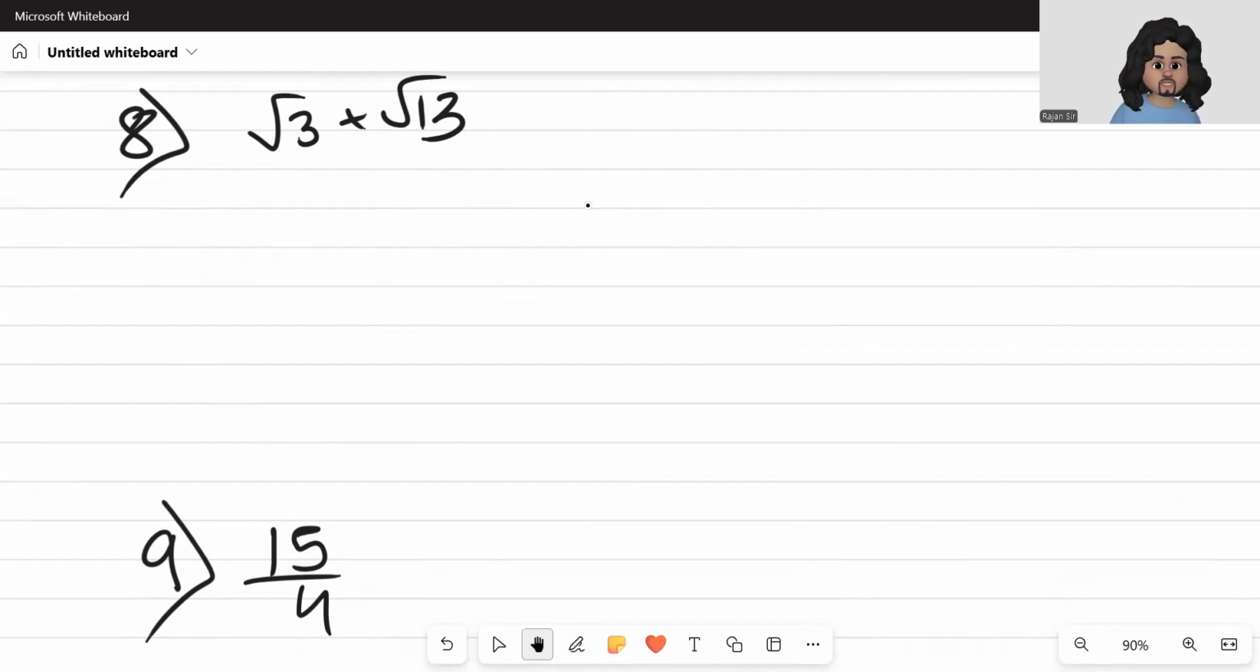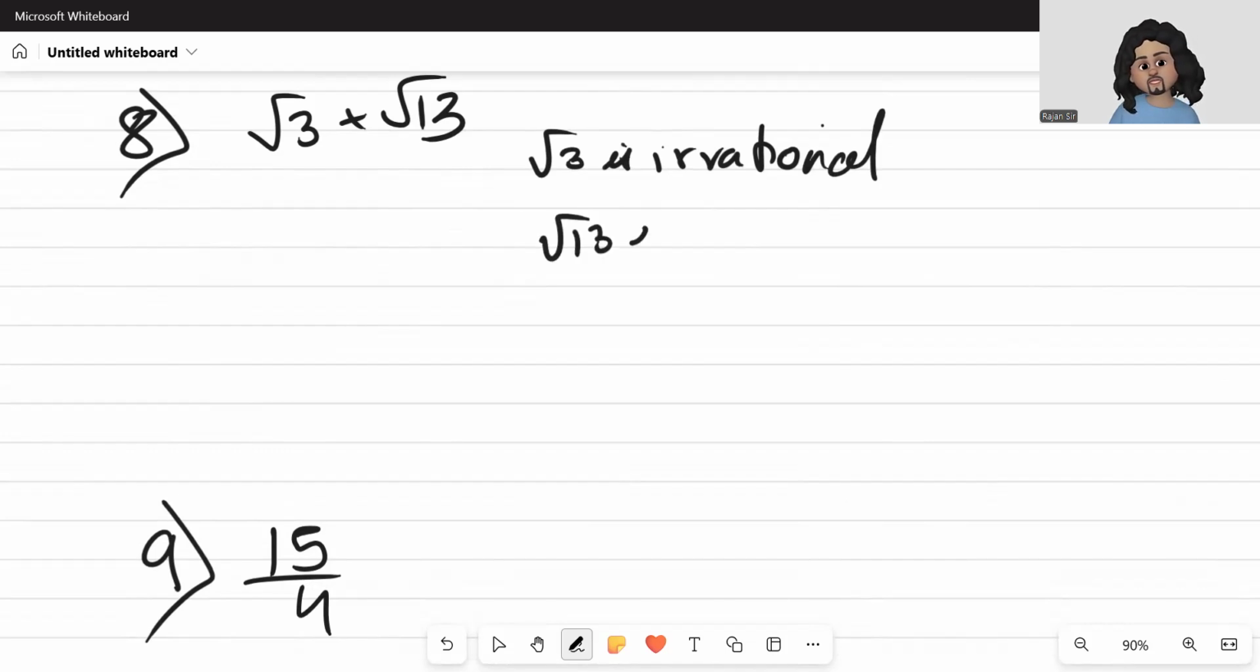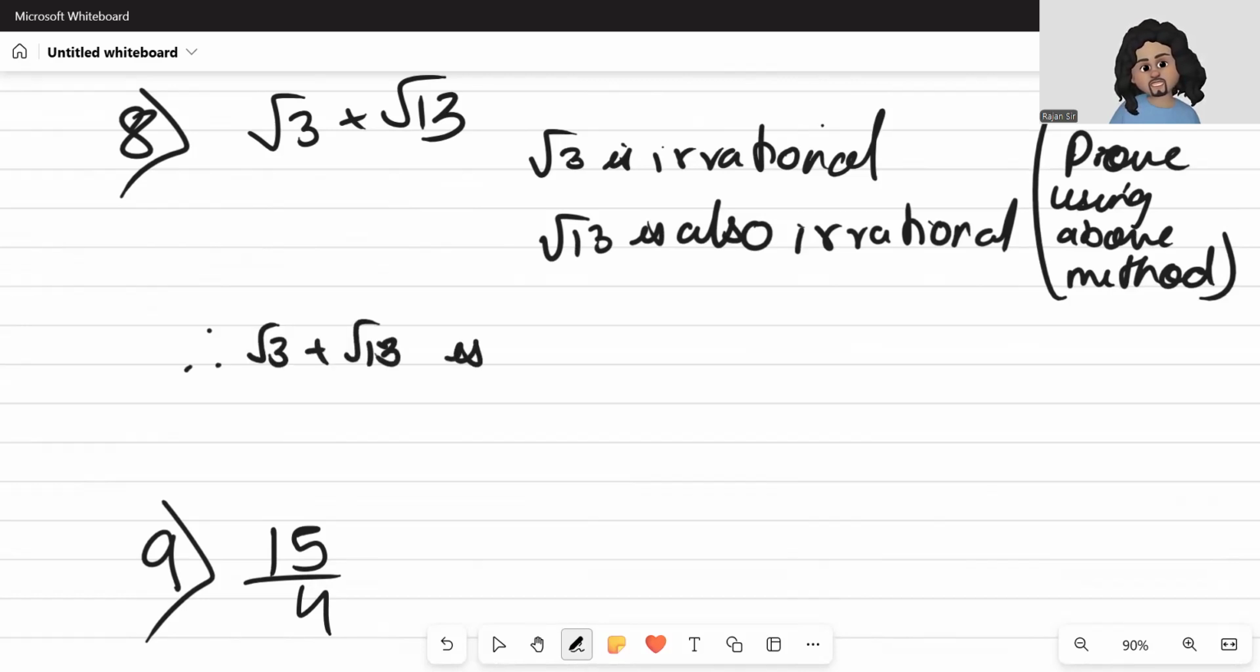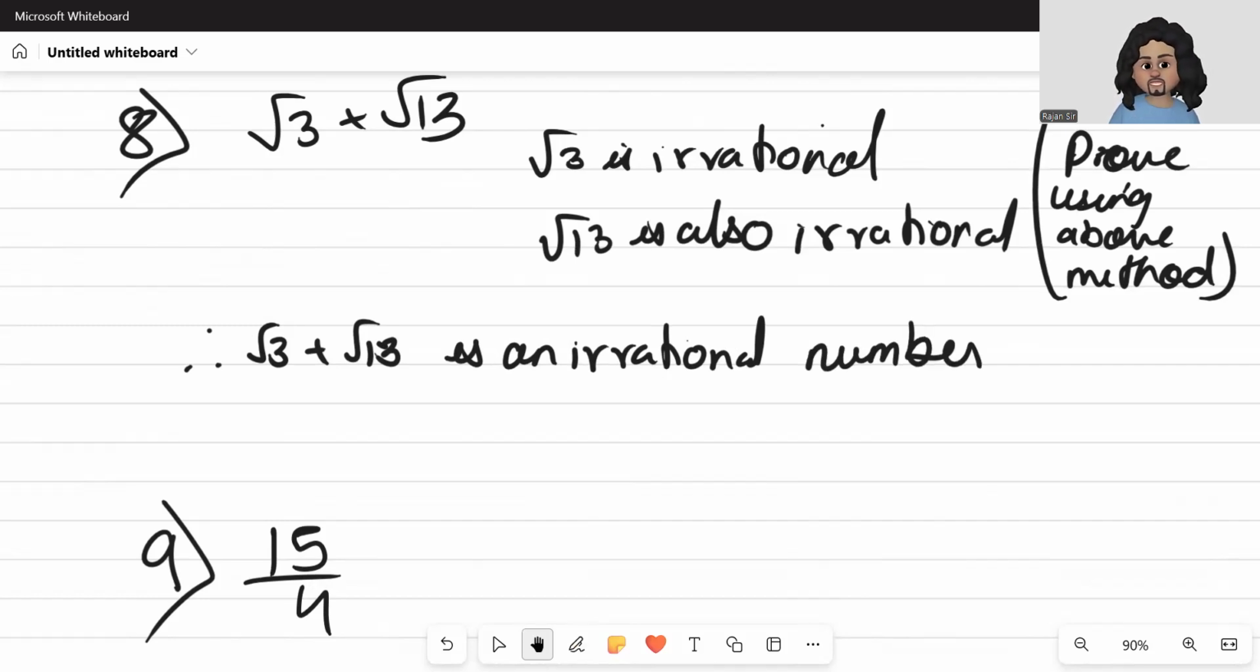Okay. Now understand, same way, root 3 is irrational and you can prove it now. Root 13 is also irrational. So a combination of an irrational number with an irrational number is an irrational number. Okay. Here I am writing the proof using the above method. So therefore we have root 3 plus root 13 is an irrational number because the combination cannot be expressed in p by q form.